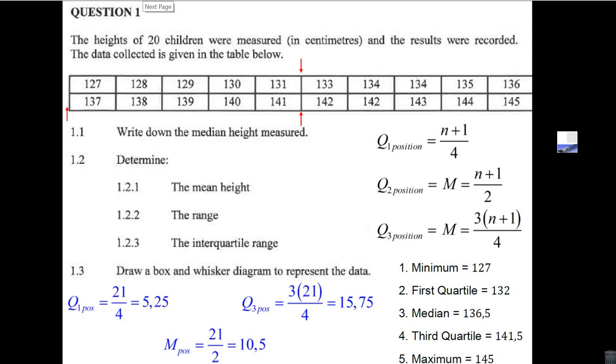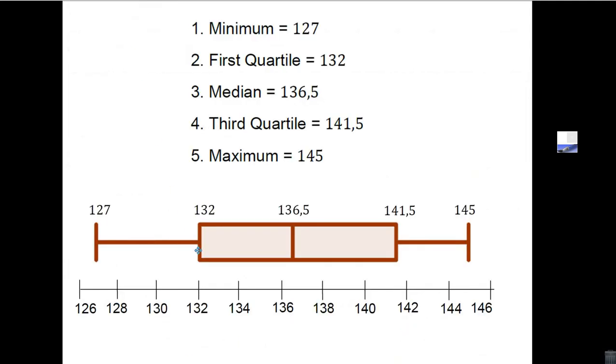Now, what do we do to make a box and whisker graph? All we do is put them on a number line. It starts at 127. It goes all the way to 145. 141.5, right close to there. 136.5, pretty close to there. 132, pretty close to there. Make a box around the first and the third quartile. Put a line right through the median, and there you have it, your box and whisker graph.